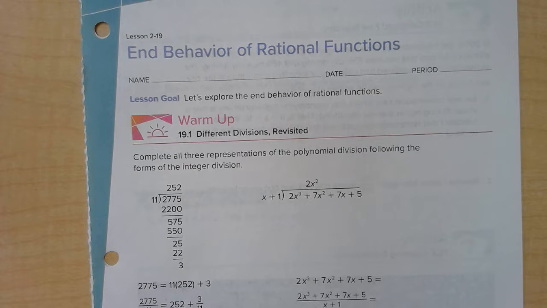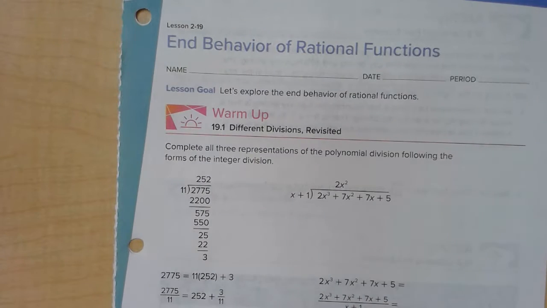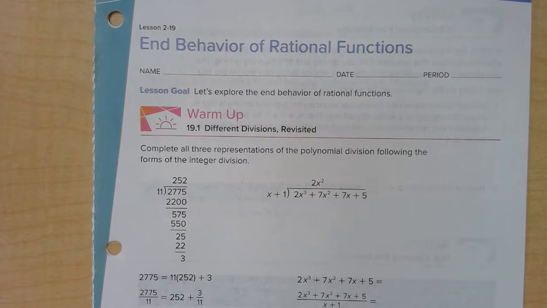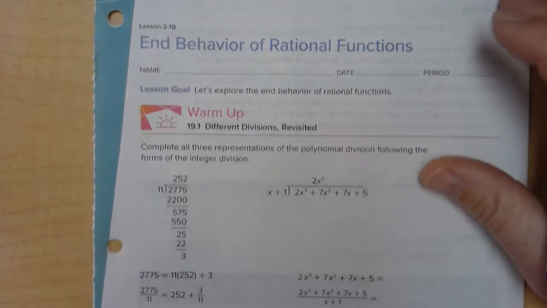In lesson 17, it's vertical asymptotes, and in 18, it's horizontal asymptotes, and then in 19, there's another one where it goes at a diagonal. It's called an oblique asymptote, and that's found by doing our polynomial division. So our polynomial division is not for naught, okay?